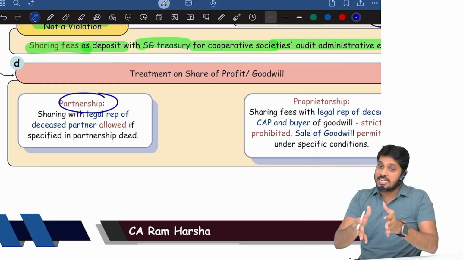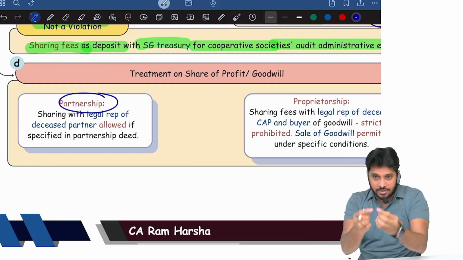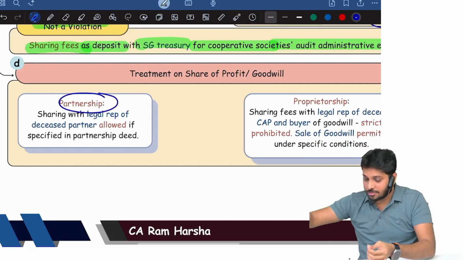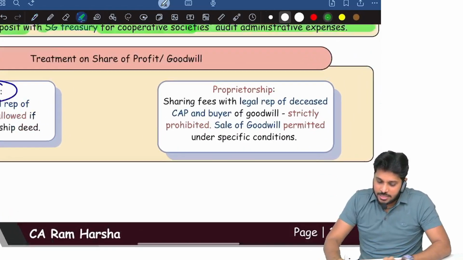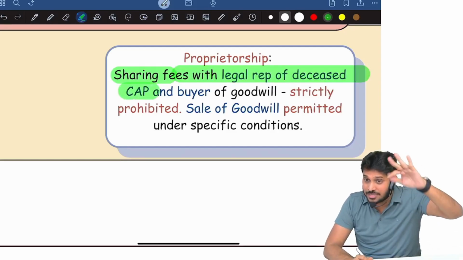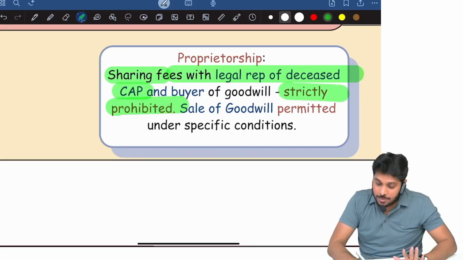Now consider a sole proprietary concern. A sole proprietary firm means an individual practicing CA having a firm name. Can a sole proprietor share fees with the legal representatives of another CA? No, it is strictly prohibited.